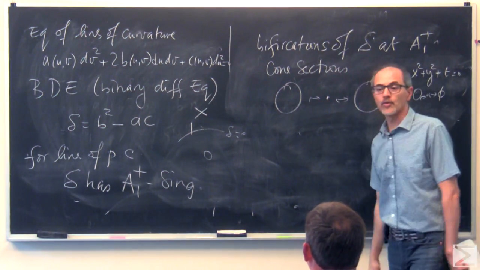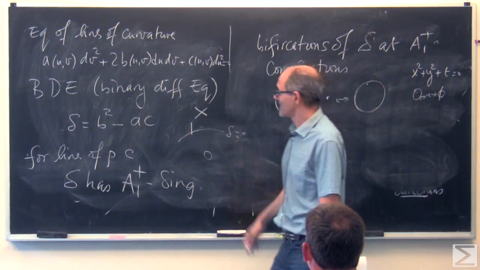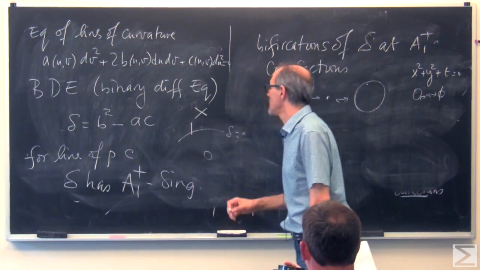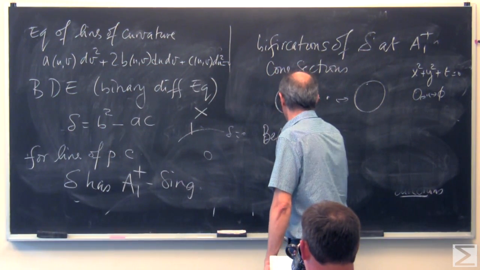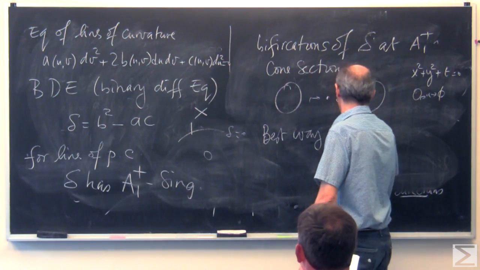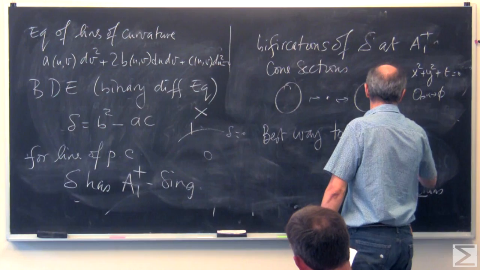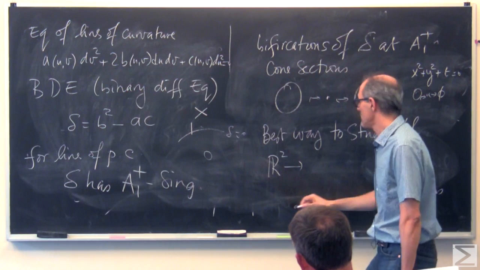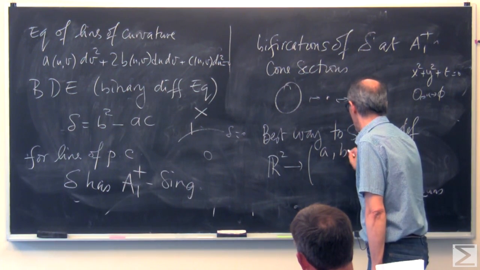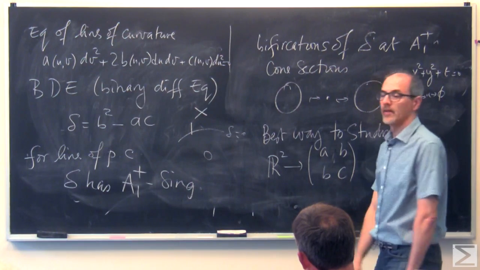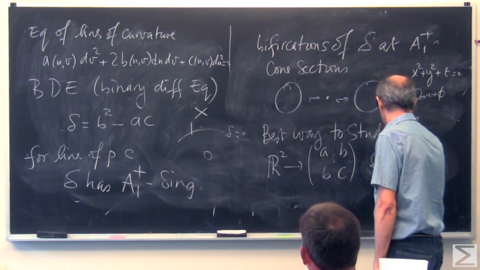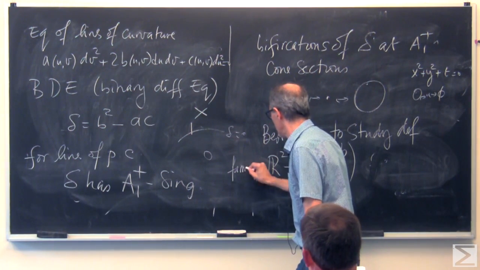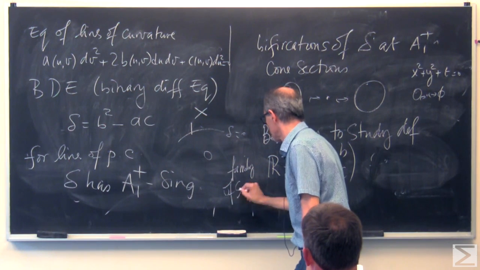So this really started the investigation of how to look at this. The best way to study the deformation is to consider the discriminant as the determinant of this matrix. So delta equals zero, you have a family of symmetric matrices.